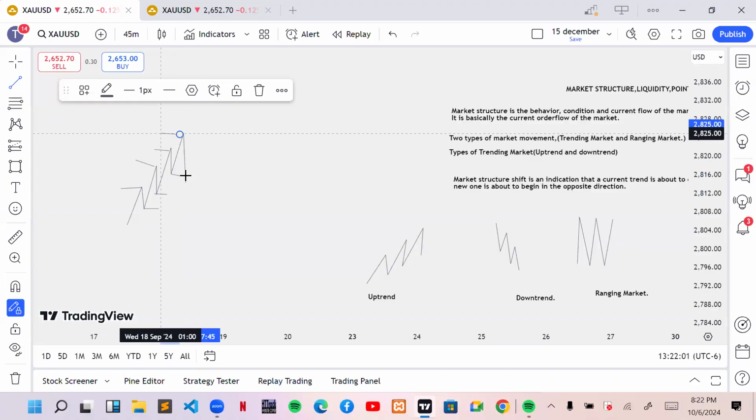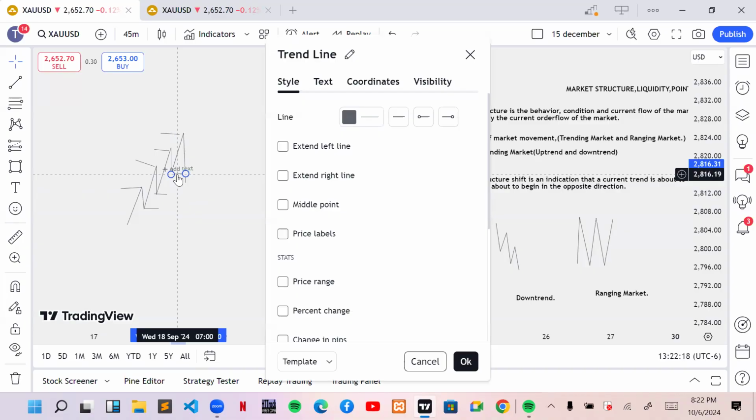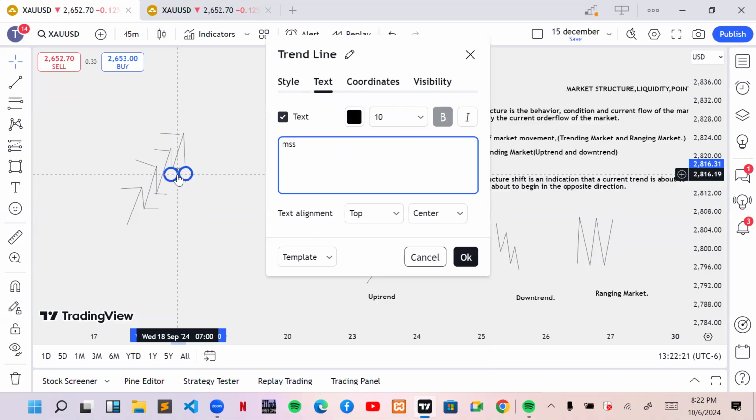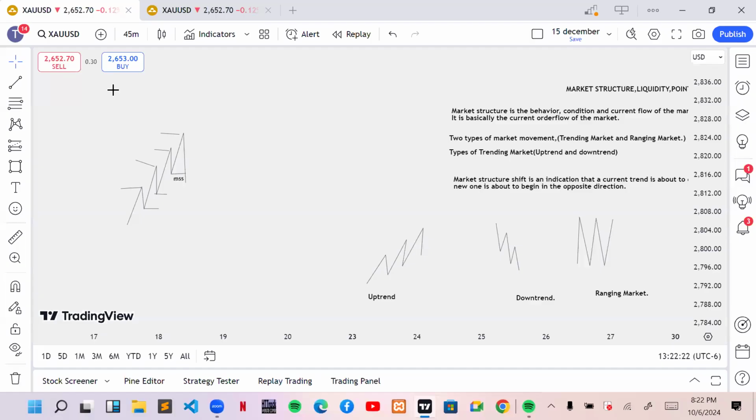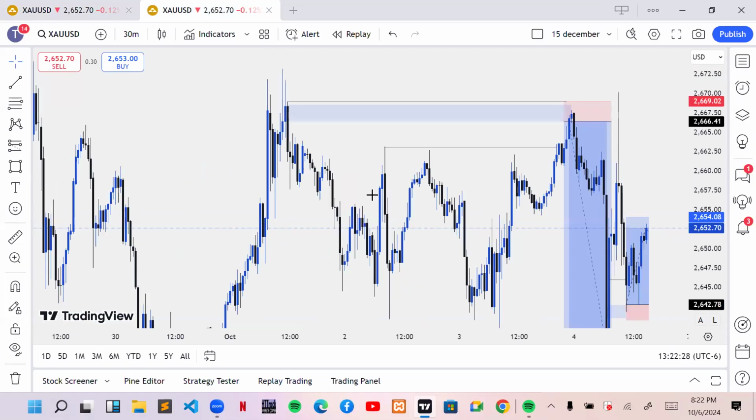Then what did the market do? It broke down this low, meaning that this is no longer an uptrend. It has already changed structure to the downside. So you mark this place out as your market structure shift. That is what this is. So mark it out with MSS. That is what market structure shift stands for, MSS. So let me give a proper indication using the charts.